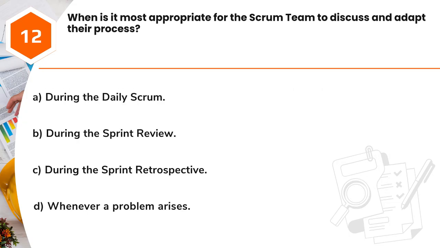Question 12. When is it most appropriate for the Scrum team to discuss and adapt their process? A. During the daily Scrum. B. During the sprint review. C. During the sprint retrospective. D. Whenever a problem arises.